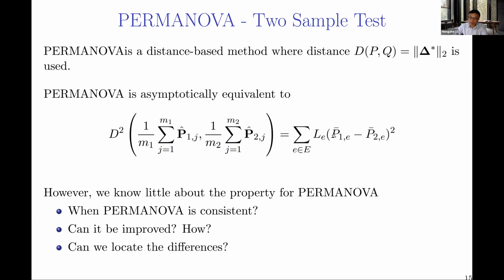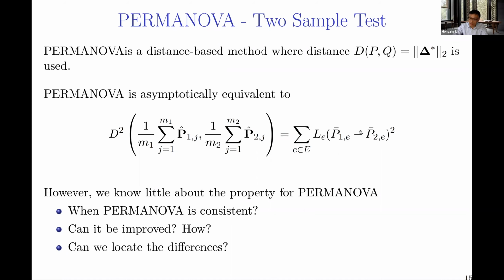And based on this definition of PERMANOVA, you can actually study some of the properties, such as the asymptotic distributions, and such as the power, what determines the power of this test statistic. You can study that. So you can see the PERMANOVA test statistic is really a sum-type statistic, right? You sum over all the edges the difference of the empirical probability mass, and you take the square. So is this the best way to do the test or not?